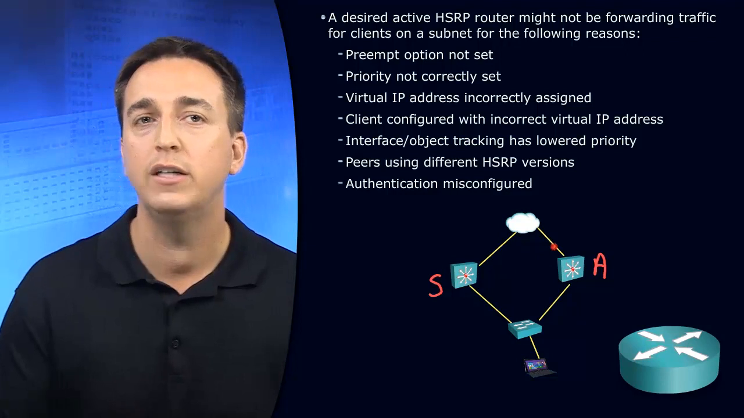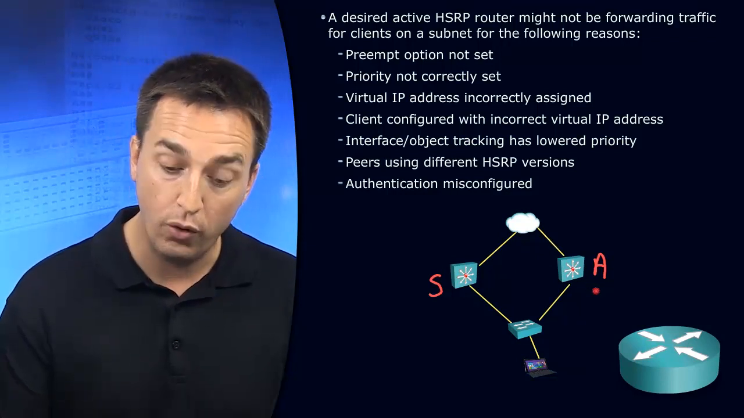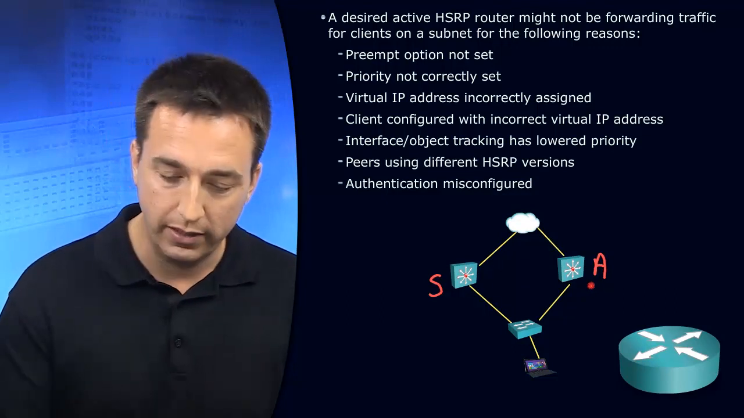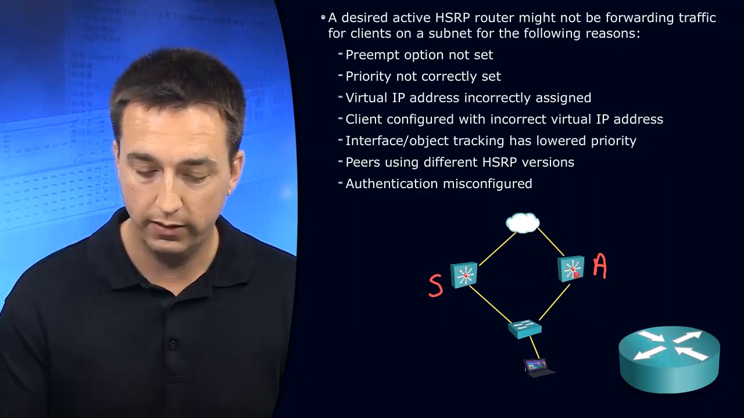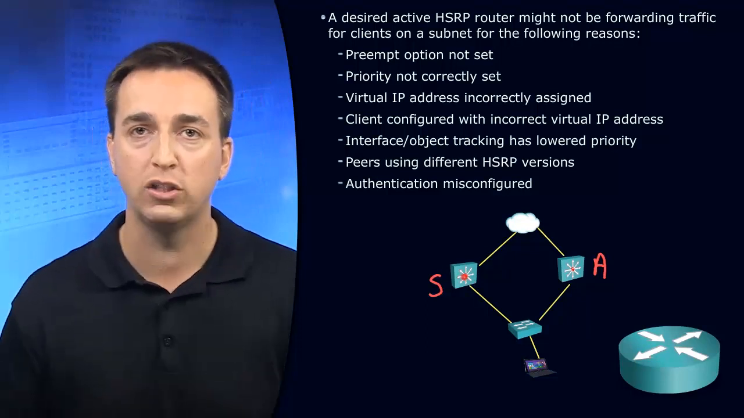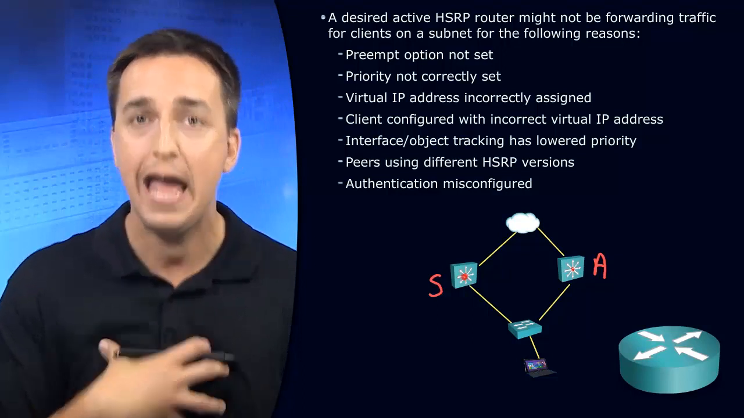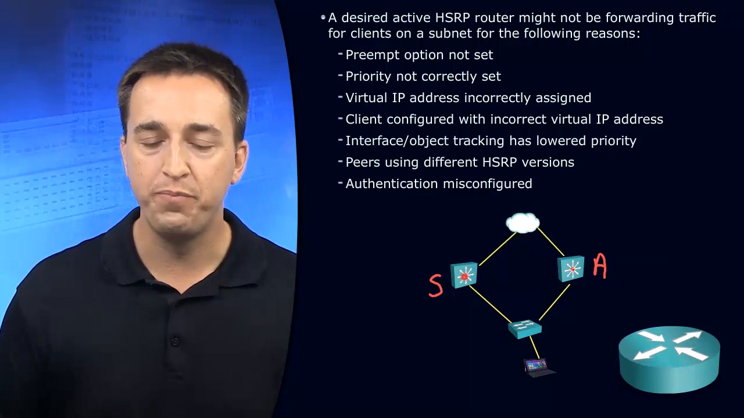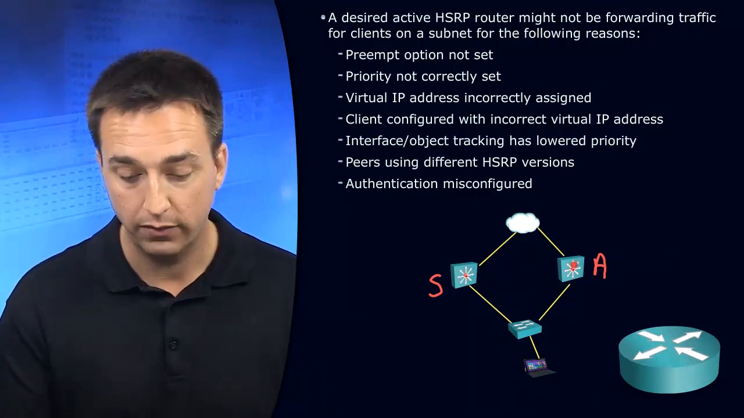So through the use of interface or object tracking, we have the ability to dynamically modify the priority of an HSRP router. If all of a sudden this interface fails, the priority can go lower, and as a result, the hello packet comes back over and the standby router says, oh, the priority of the current active router is lower, and that means now I have the higher priority and I have preemption enabled, therefore I am the active forwarder.